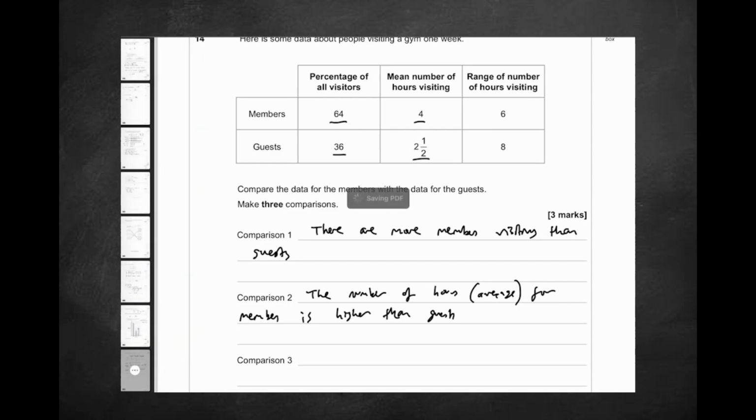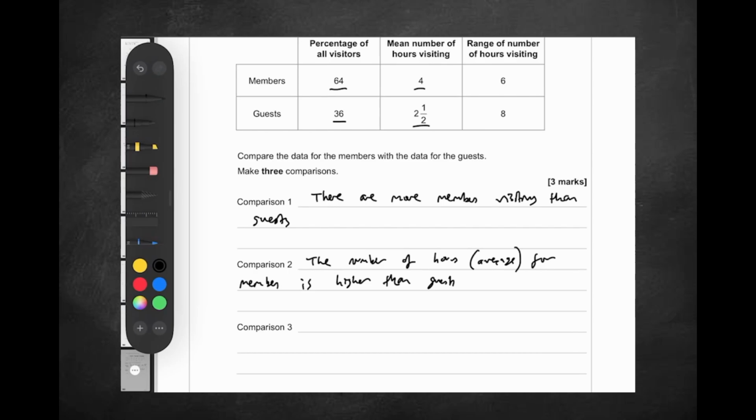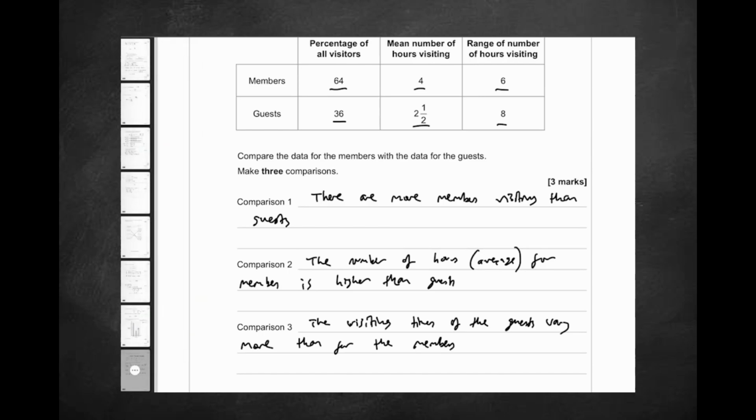And we'll move down a little bit. The range of number of hours visiting for comparison 3, the visiting times of the guests vary more than for the members, as the range of hours for the guests is higher than the members.